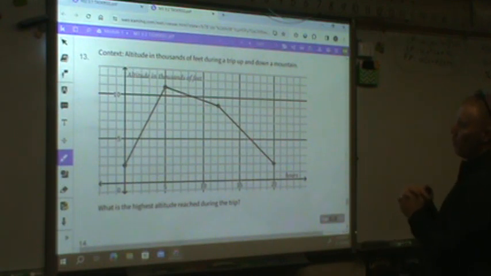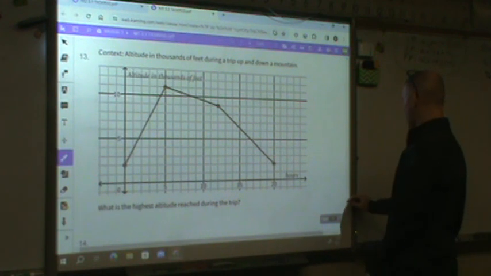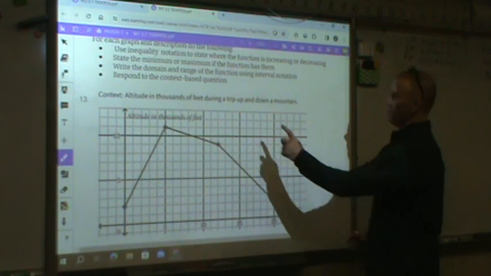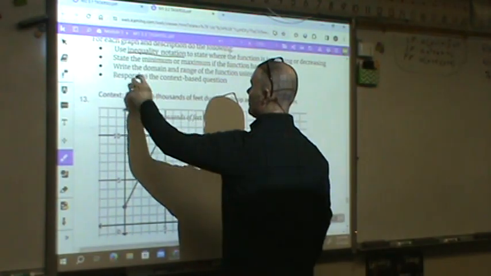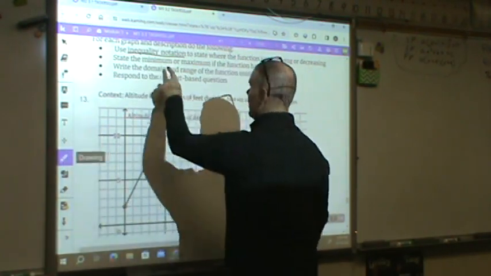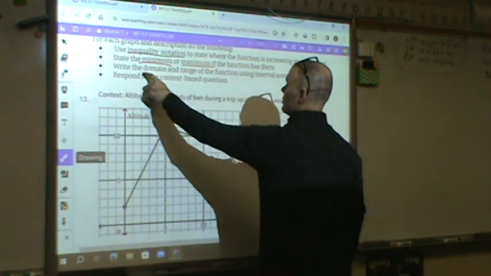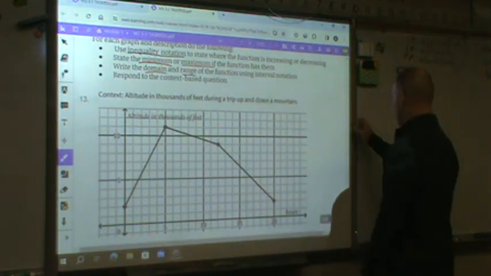All right, we're going to talk about interval and inequality notation, and we're going to use that according to this graph. We have to answer the question, what is the highest altitude reached during the trip? So it wants us to talk about maximum, minimum, and all this kind of stuff up here. It says use inequality notation. We want to talk about maximum or minimum, domain and range. That's kind of the huge thing.